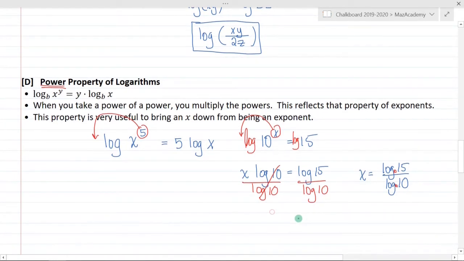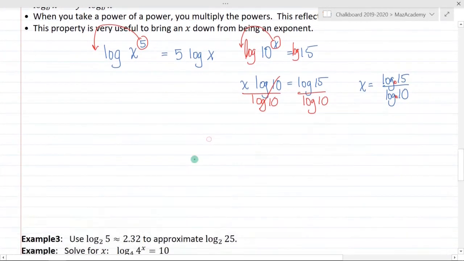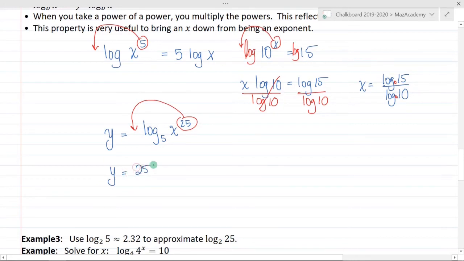So to recap this one, anytime you have, I'll write this, even if you have a function, like y equals log base 5 of x to the 25, for instance. You are allowed to take that power, just because it's a log. That's the only requirement. Any base, doesn't matter. As long as this is a log, you're allowed to take the power that's up here and stick it over here. So you get y equals 25 log base 5 of x. You get the power off of the x.